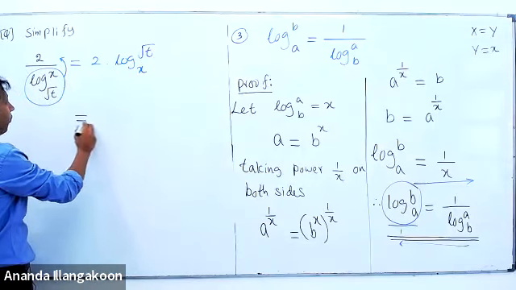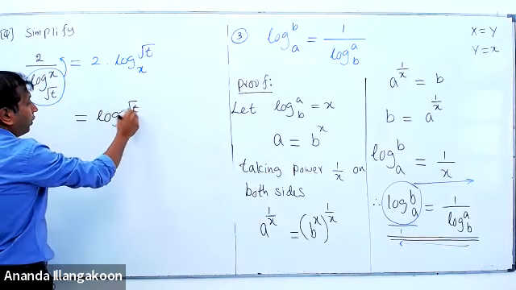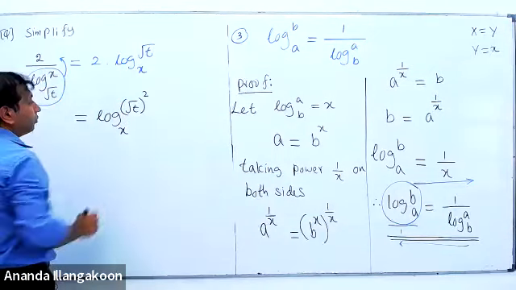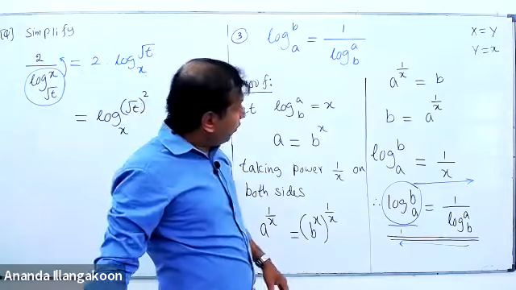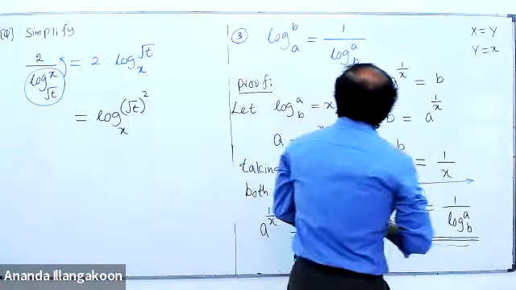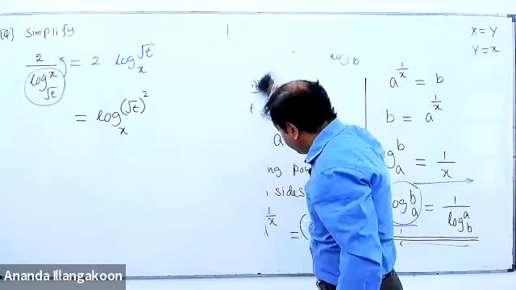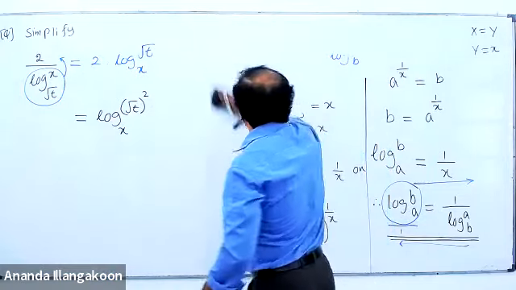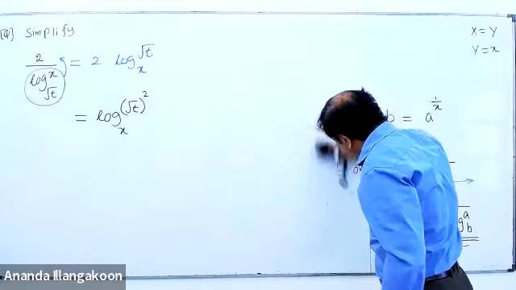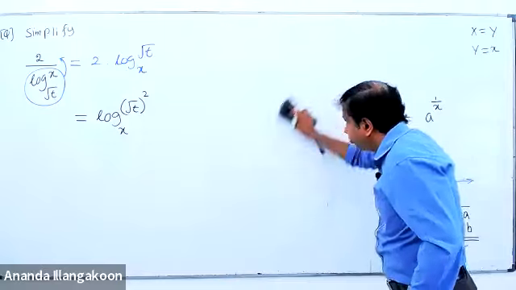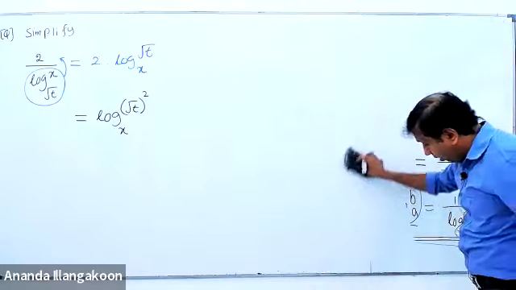This is now log base x of root t perfect square, taking this 2 as the power of this. People, what is root t perfect square? Root perfect square means the root will eliminate. We say like that. People, root means power half. We told that: root means power half.